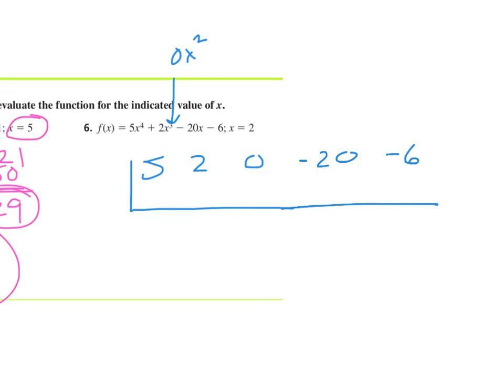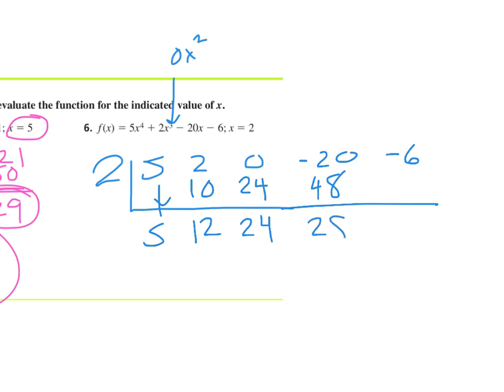What goes outside? 2. So we drop the 5. 2 times 5 is 10. 10 plus 2 is 12, and now 24. What's next? 24 at the bottom. And then 48. And then 28. 56. And then 50. So what's our answer? That's the final answer, 50.